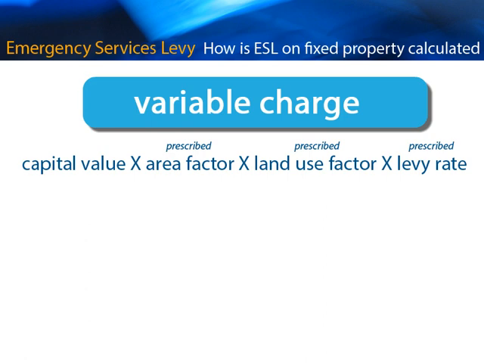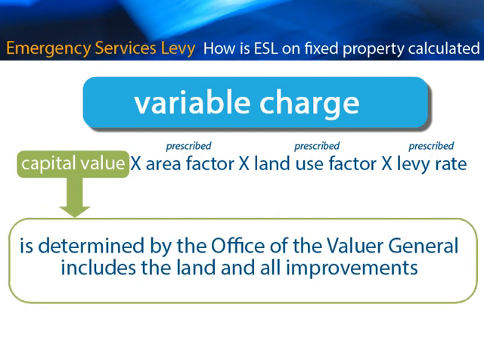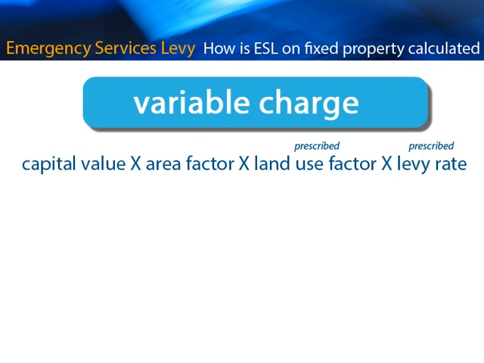Let's briefly have a look at each of these components separately. The capital value is determined by the Office of the Valuer General. The value is determined using industry-recognised valuation processes that take into consideration the current improvements, sales, and related market evidence and all other matters that may have an impact on the value of a property.